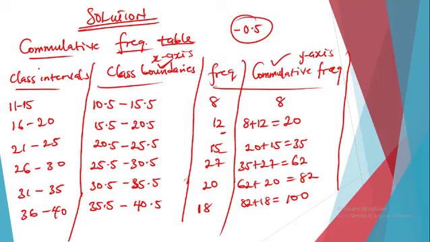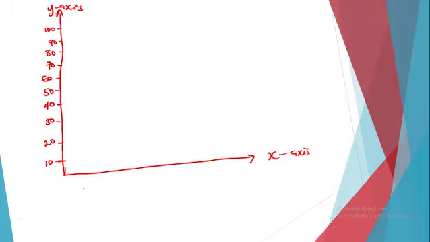Under 10.5 to 15.5 we have what? We have 8. Is that correct? So we write 8 here. This is 10.5. This is 15.5.